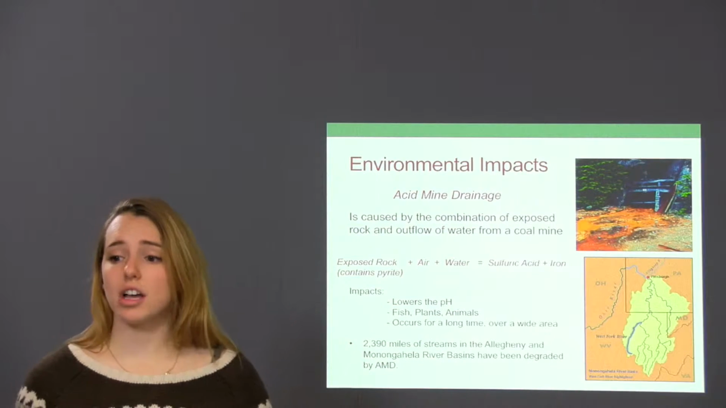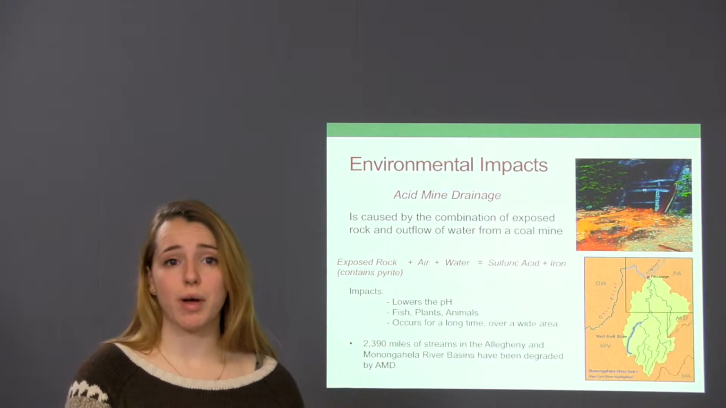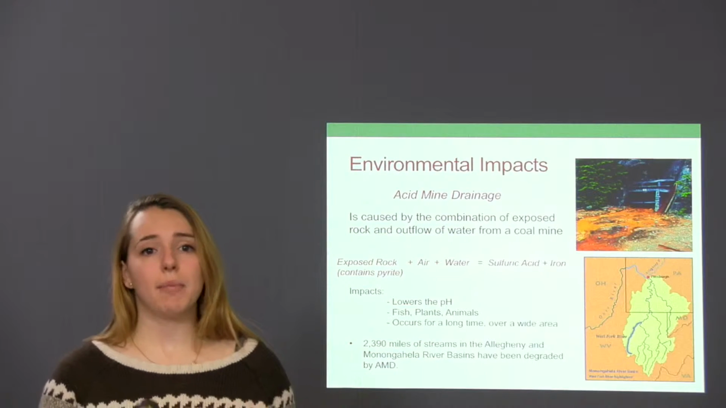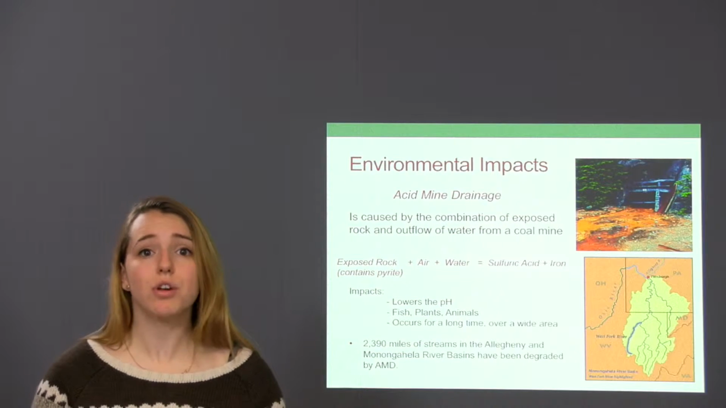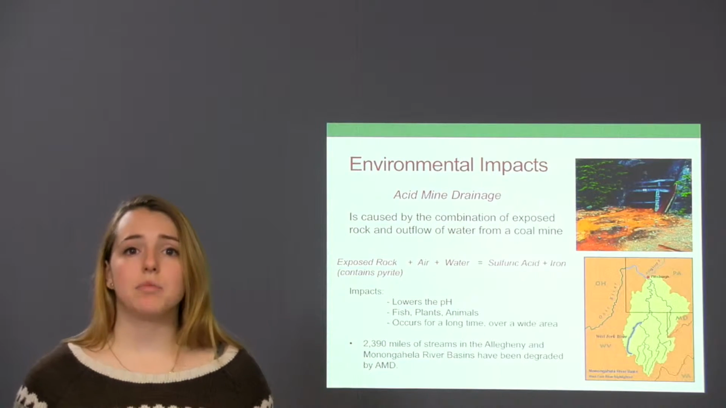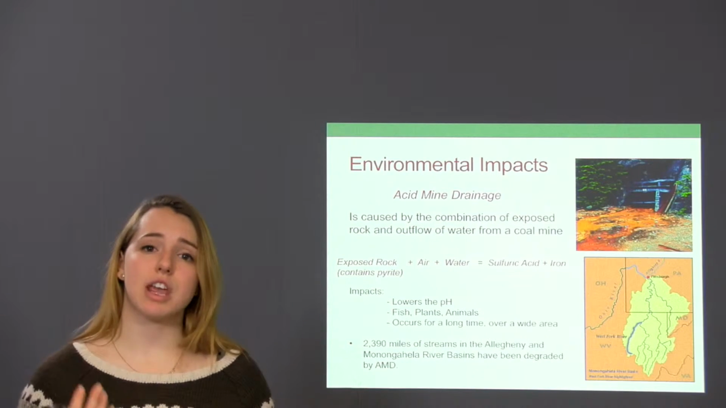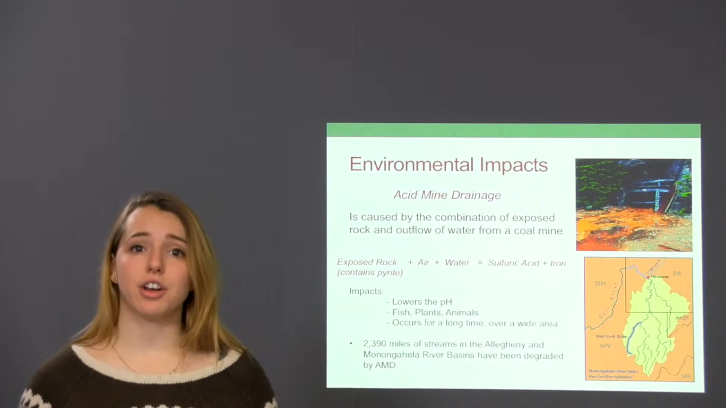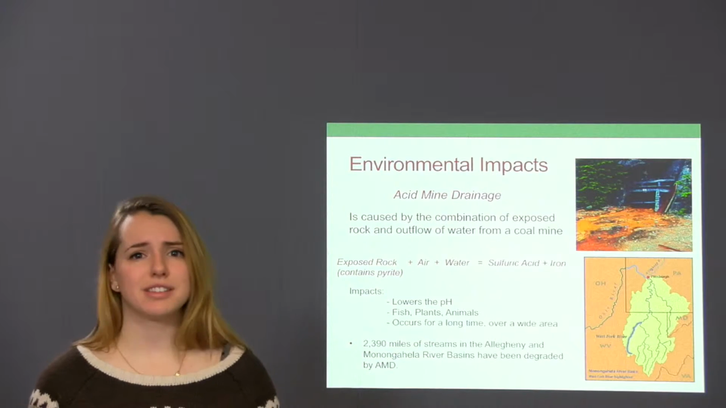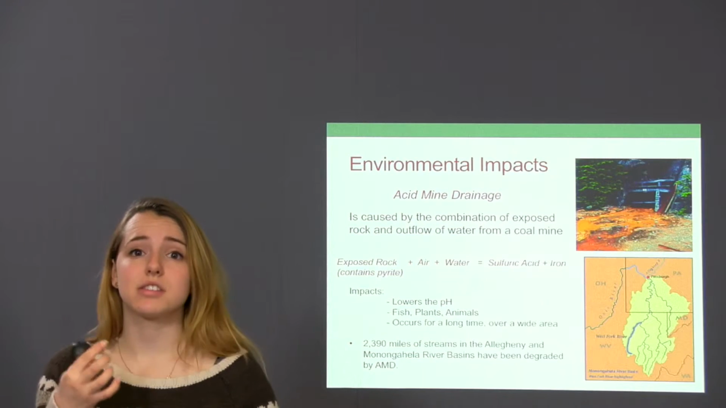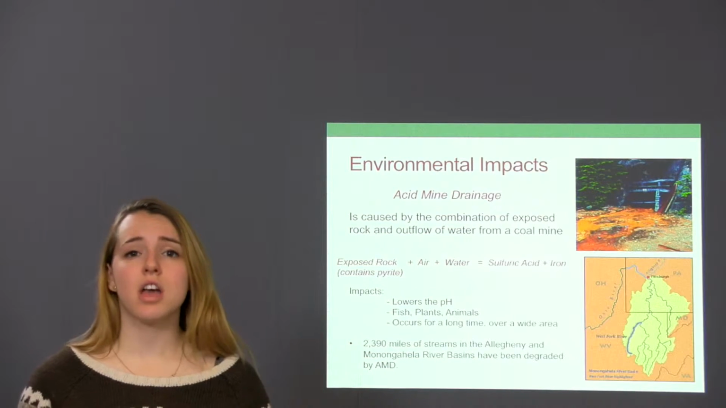Acid mine drainage is caused by a combination of exposed rock and the outflow of water from a coal mine. So basically what happens is when you're mining coal, you're exposing all this rock, and this rock contains something known as pyrite, which is a sulfur-bearing compound. It will interact with the air, and then when it rains, it'll interact with water as well, and it'll actually create sulfuric acid and iron. And then this sulfuric acid and iron gets dissolved into the water and starts creating streams like this, orange streams that then flow out of the coal mines into rivers and lakes.